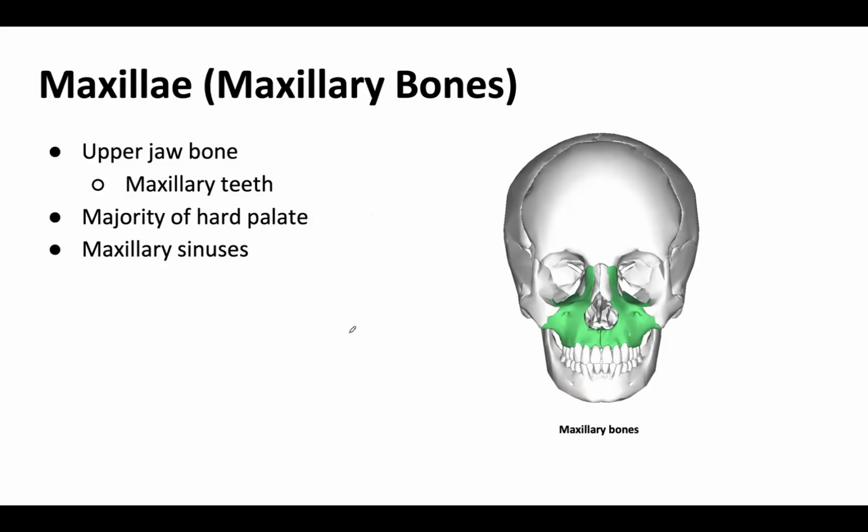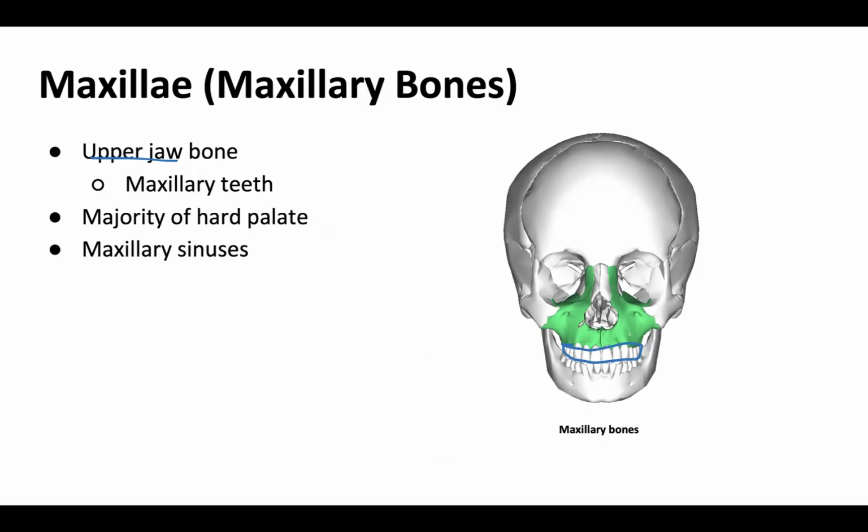One of the most complex of the facial bones is the maxillae or paired maxillary bones. This bone does a lot. It's often called the upper jaw because it houses our upper or maxillary teeth. It will also form the majority of the hard palate. If you're able to move the tongue to the roof of your mouth, kind of feel around up there, you will likely be feeling the maxillae deep to the more superficial tissues.